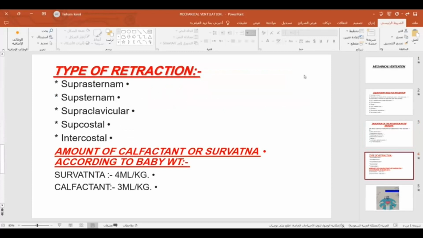We have five types of retraction: suprasternal, substernal, supraclavicular, subcostal, and intercostal. How will we give calfactant and surfactant? Calfactant and surfactant are given through the ETT, and the calculation should be according to the baby's weight. Surfactant is 4 ml per kg, calfactant 3 ml per kg only.